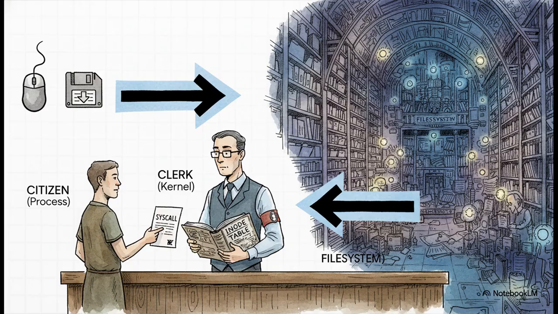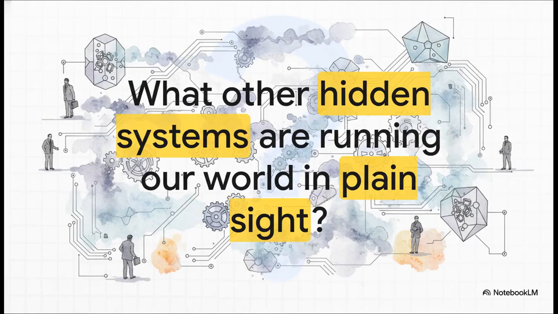So, the next time you save a file, or open an app, or even just click on a folder, just take a second to remember that silent drama happening behind the curtain. Your simple click becomes a process, which hands a syscall form to the kernel, who then checks all the rules before heading into the file system, every single time. This invisible, silent bureaucracy is pretty much the engine that makes our entire digital world possible. It's this hidden layer of order that we depend on every single second.